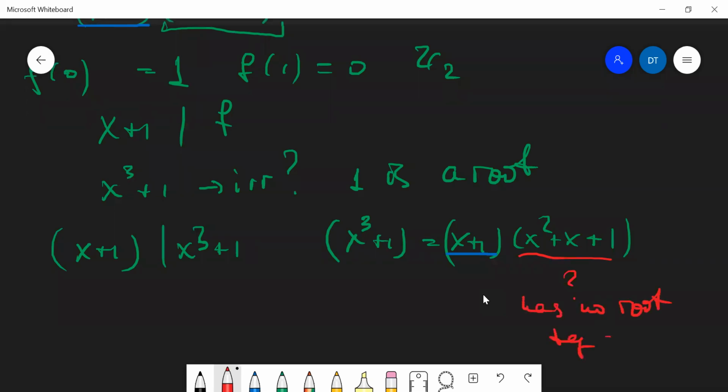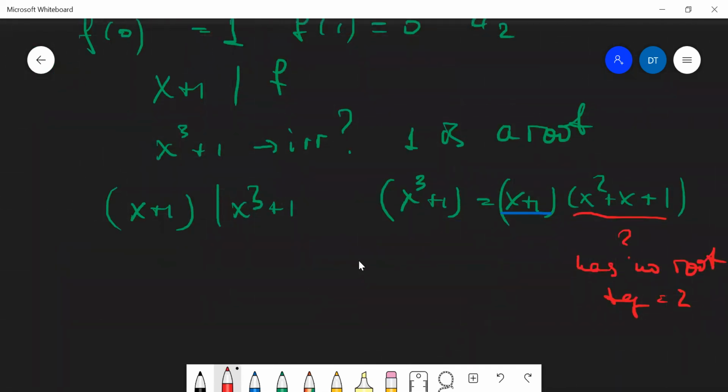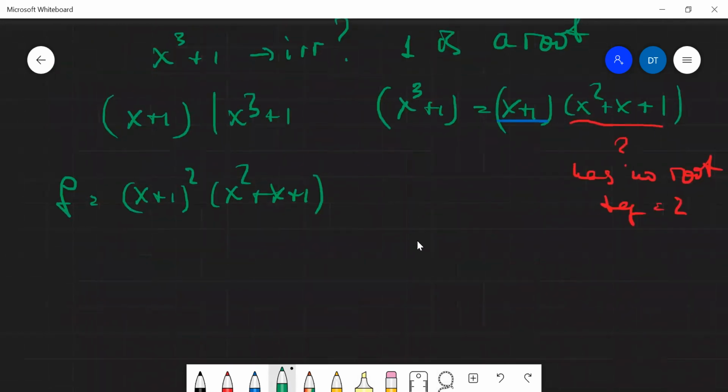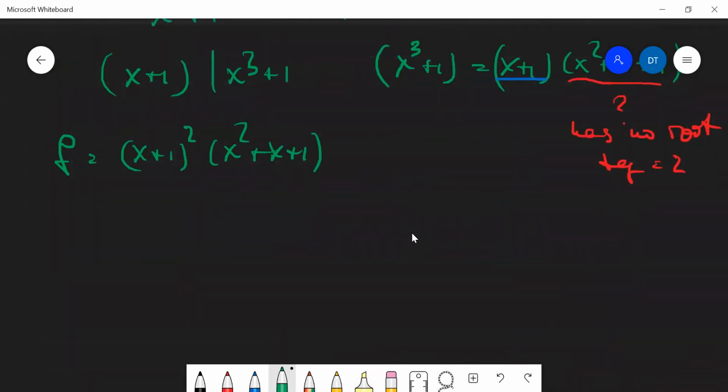And its degree is 2. So now we see that the complete factorization of the initial polynomial f is (x + 1)^2 (x^2 + x + 1). Okay. You can apply exactly the same method for any polynomial of smaller degree.